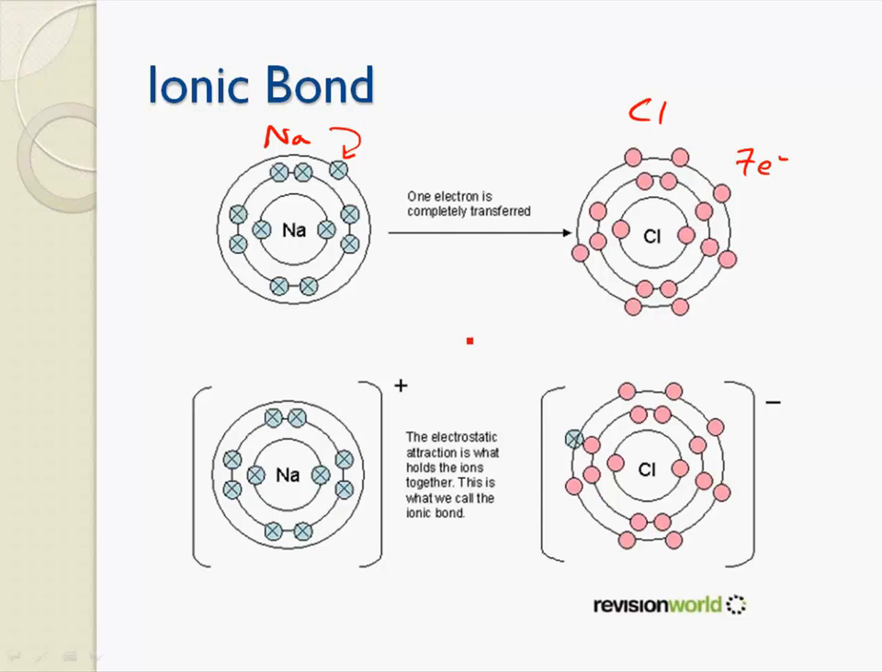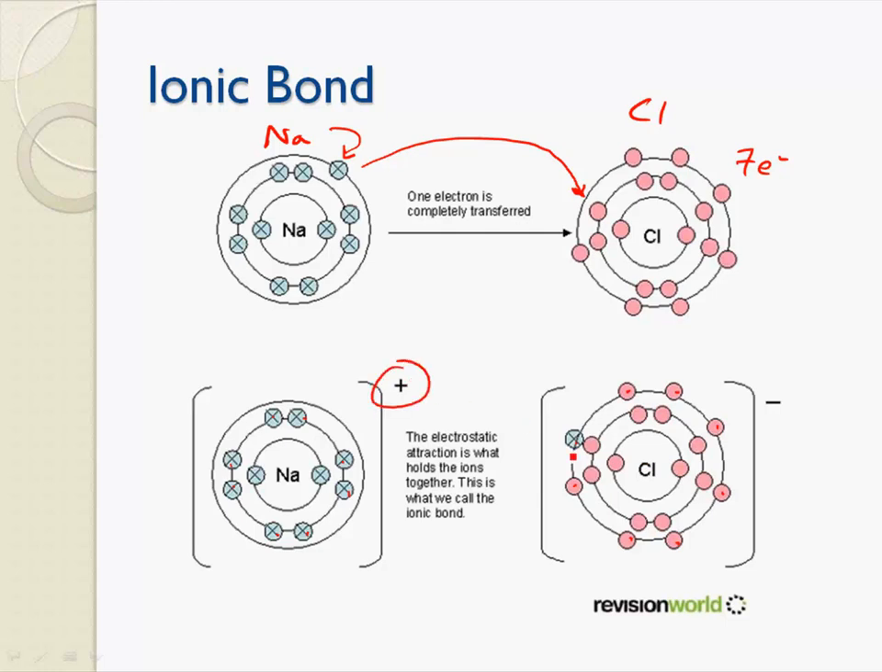What's going to happen? Well, sodium is going to lose its electron. The electron's going to hop over to chlorine. What does that do? Well, that leaves sodium with an ultra-stable octet in its outer shell, right? We got 1, 2, 3, 4, 5, 6, 7. And guess what chlorine gets? You add one electron to chlorine, you get an ultra-stable octet for chlorine.